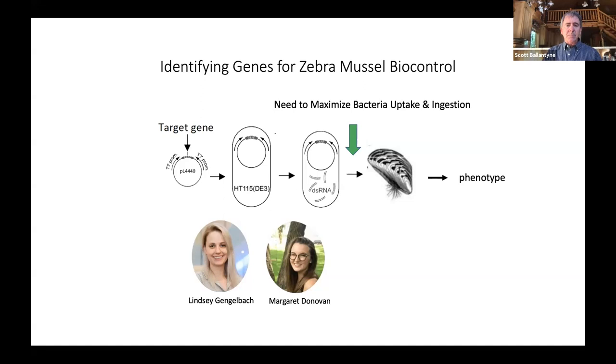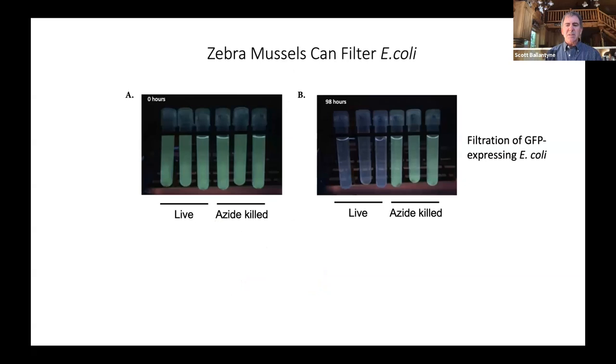A few years ago, I did this experiment together with some students at UWF. And what we did is we put small zebra mussels into these plastic tubes. There's one per tube. And then we added water, and then we added E. coli to the tubes, but they're not normal E. coli. These E. coli have been genetically modified so they glow green.